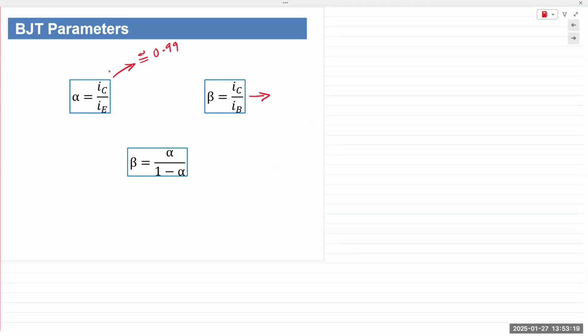The ratio of IC to IB is known as the current gain, beta. Alpha and beta are two of the most important parameters for a BJT. Because IB is typically in the microamps and IC is typically in milliamps, the gain, beta, is typically measured in hundreds.